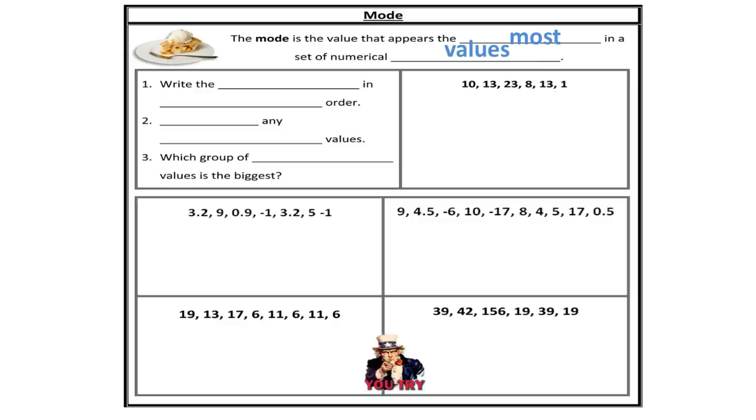So, in order to find the mode, we need to find the value that's there the most. To start, we're going to write the values in numerical order. This is an ongoing theme you'll see throughout our averages unit. So I'm going to take these values starting with 1.